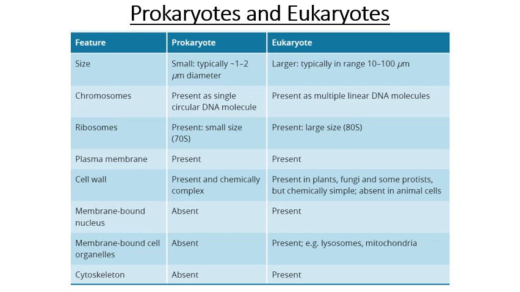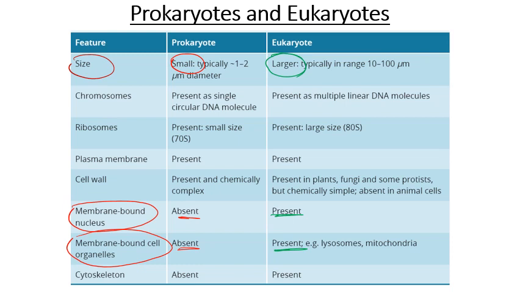Here's a nice table summarizing the key differences between prokaryotes and eukaryotes, but we'll highlight a few key points. Having a membrane-bound nucleus and membrane-bound organelles, that's exactly what I mentioned just before. So prokaryotes don't have them, eukaryotes do have them. We also talked about size earlier. So prokaryotes are much smaller, eukaryotes are larger. Anywhere from 10 even up to 400 micrometers like we saw earlier.